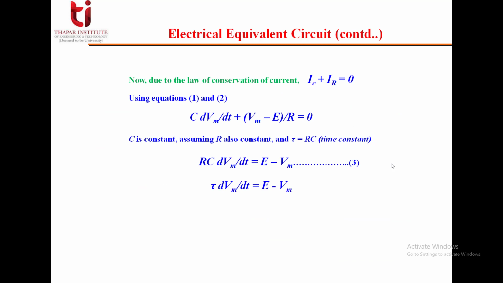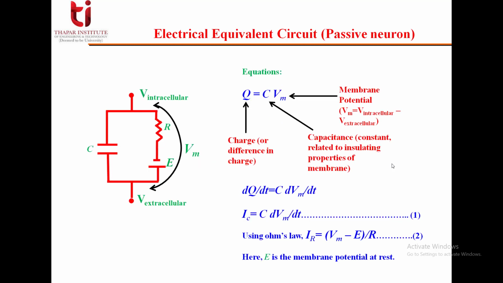Now, the first equation is based on this charge. In equation number 1, as you can see, current is the rate of change of charge. So if we differentiate the equation Q equals C Vm, you will get the equation of current across the capacitor, that is equation number 1, which is IC equals C dVm by dt. That means we have differentiated with respect to time.